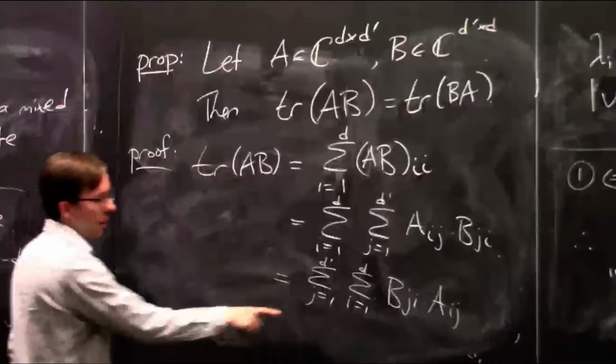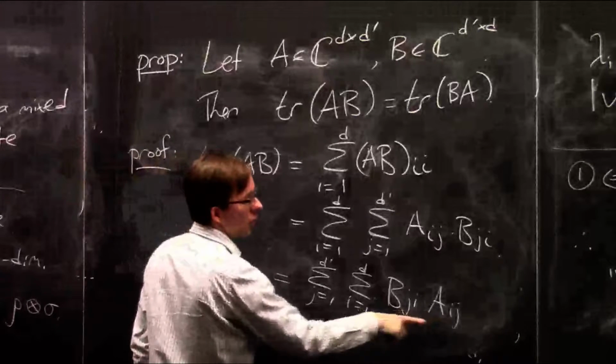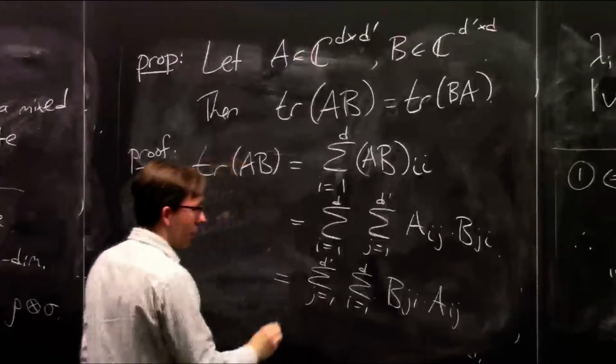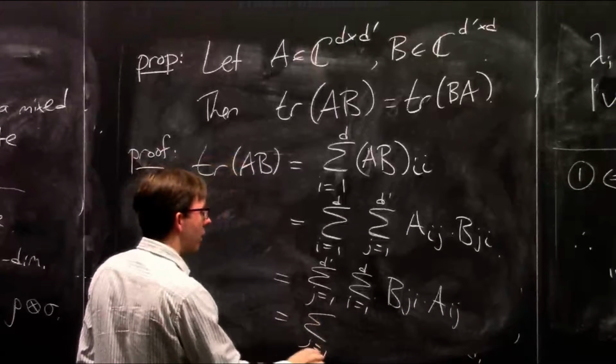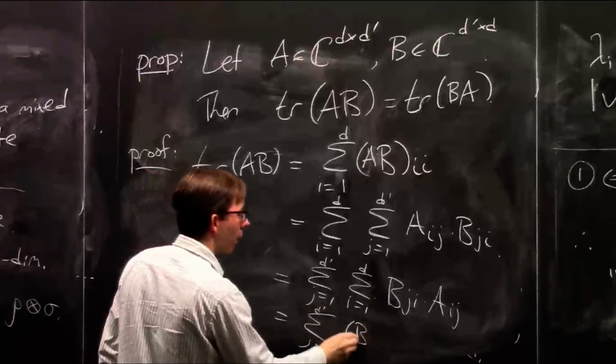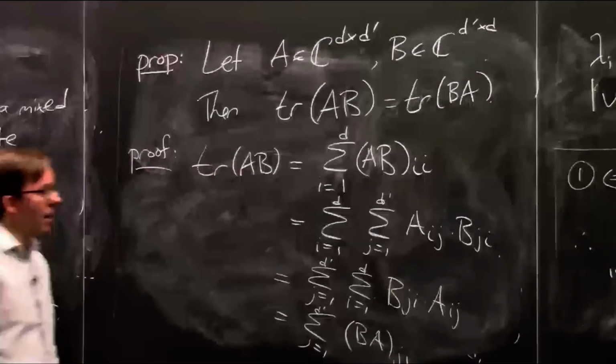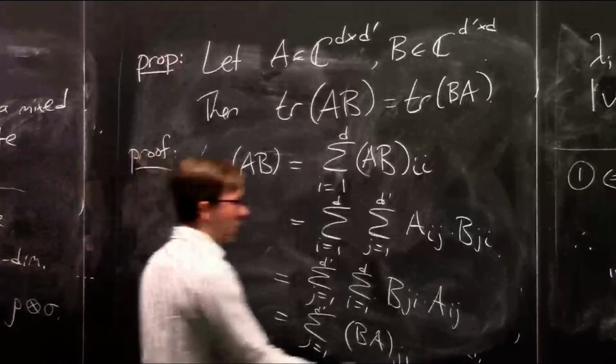And now you may again recognize this is a certain entry of the matrix B times A. We've got a little length 2 path here. This is sum j goes from 1 to d prime of the jth diagonal entry of B times A, which is trace BA.